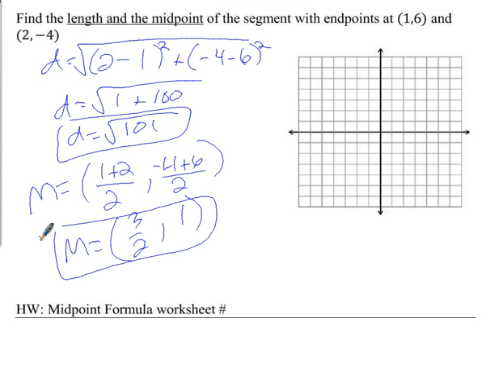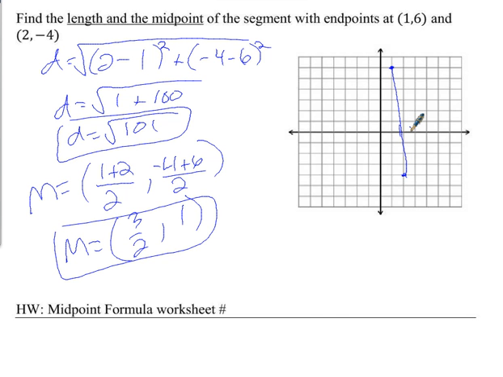There's your answer. Let's double check this. We have 1, 6, which is right here, and 2, negative 4, which is right here. So we have that segment. Length of square root of 101, so that's pretty much a length of 10, like 10.0 something. And then 3 halves, comma 1, looks about right. So I'd be willing to bet that's the right answer.